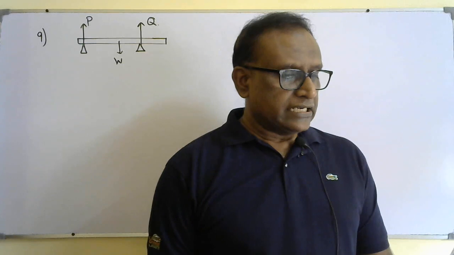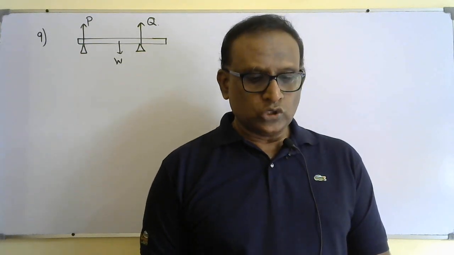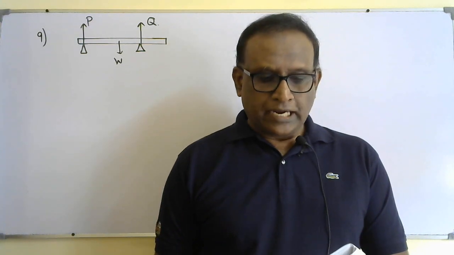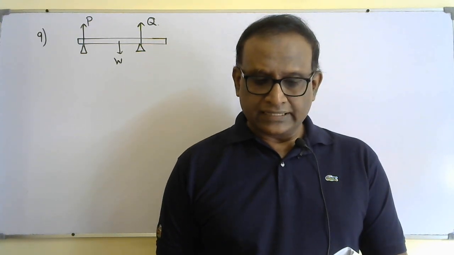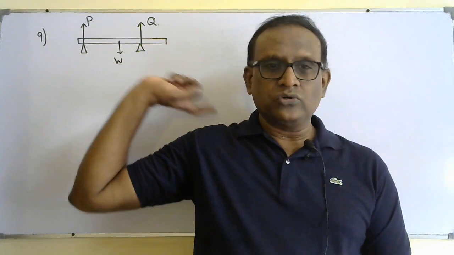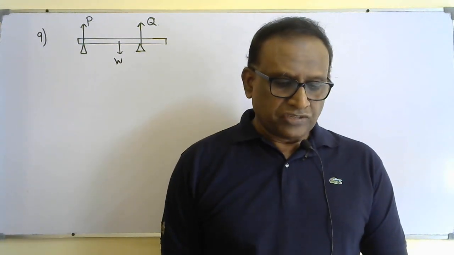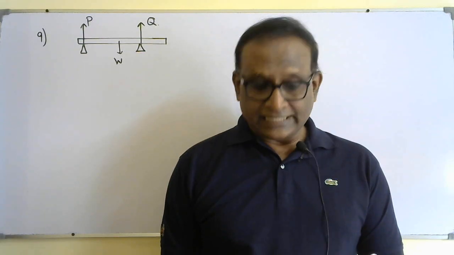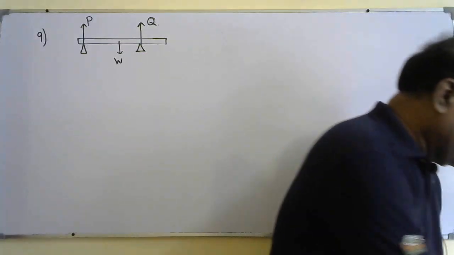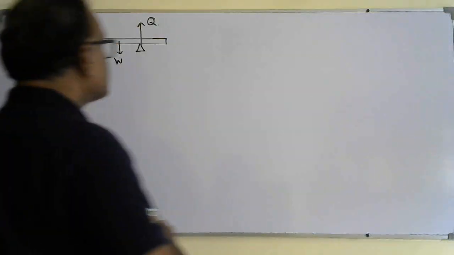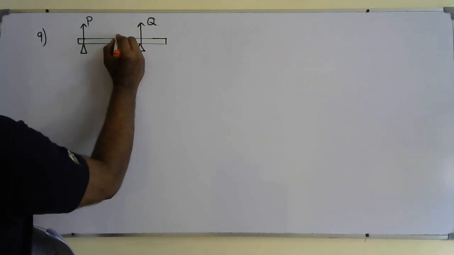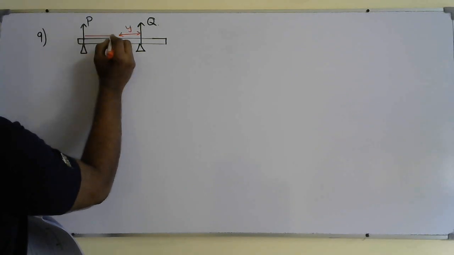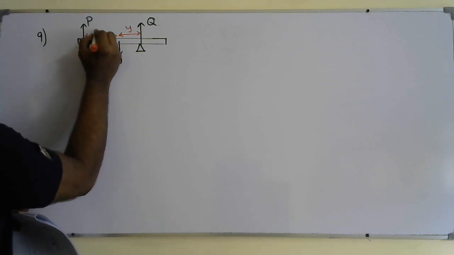Okay, question number 9. A beam is balanced on two supports as shown. The beam has a weight W and the reaction forces at the two supports are P and Q. The diagram is given. Which of the following statements about the magnitude of the forces is correct? So you know that here this distance is smaller according to the diagram. If I name this distance Y and this distance X.